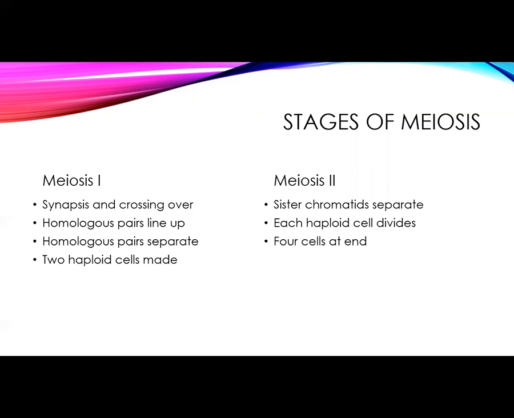So in meiosis 1, you have crossing over happening in synapsis. This is where bits of chromosomes are exchanged between members of a homologous pair. The homologous pairs line up, so you would see that in metaphase 1 of meiosis 1. Then they separate. That's anaphase 1 of meiosis 1. And at the end, you have two haploid cells, but in each of those haploid cells, each chromosome still consists of sister chromatids. Then meiosis 2 divides those sister chromatids up so that you wind up with 4 haploid cells originating from the original diploid cell.